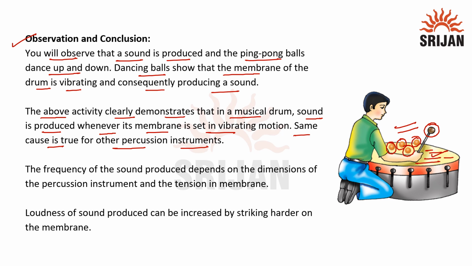So whenever the membrane vibrates, it produces sound. The frequency of the sound produced depends on the dimension of the percussion instrument and the tension in the membrane, whereas the loudness of the sound produced can be increased by striking harder on the membrane.